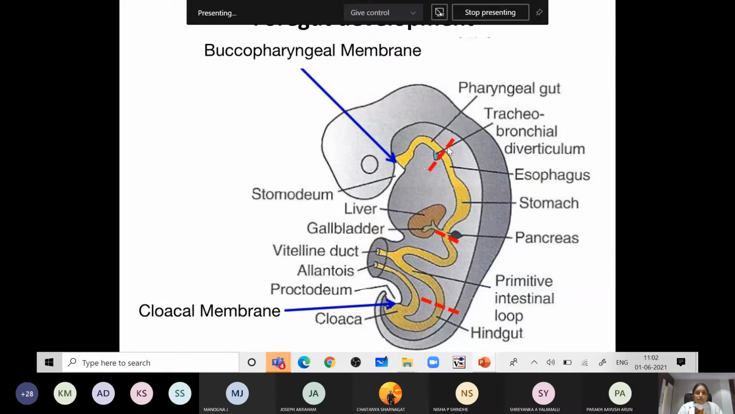The cranial part of the foregut. See here, this red line distinguishes the foregut into 2 parts. The cranial part here, clear, and the caudal part. This is the caudal part of the foregut. Then the next arrow here indicates the end of the foregut and beginning of the midgut, and this is all the midgut here. The third arrow here indicates the end of the midgut and beginning of the hindgut.